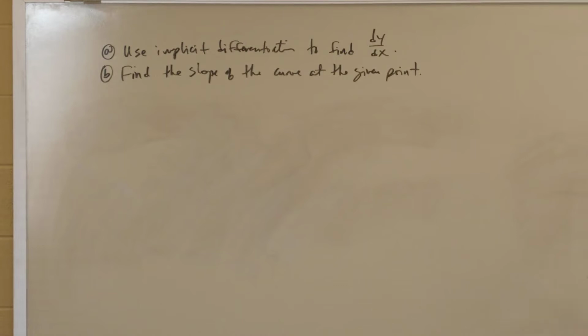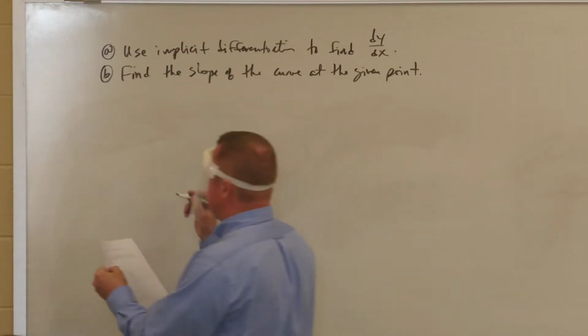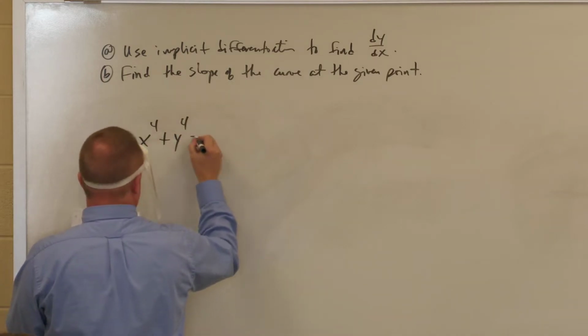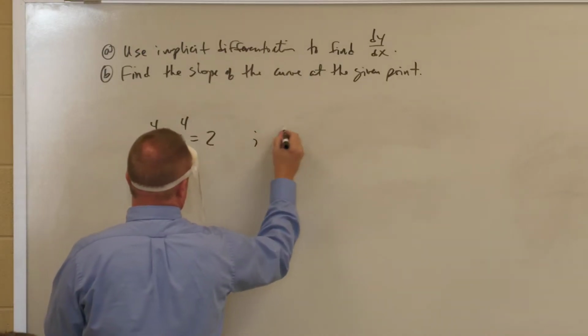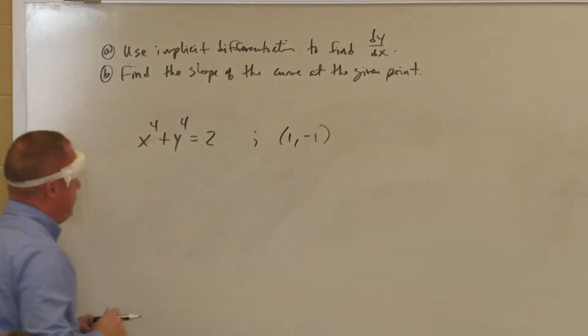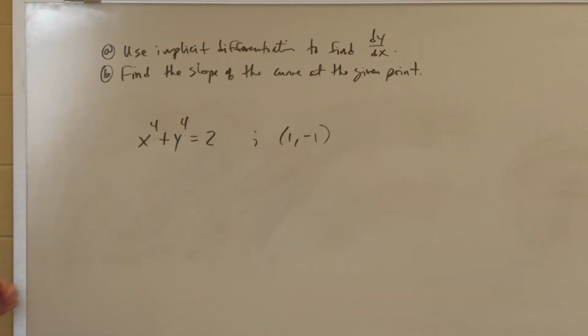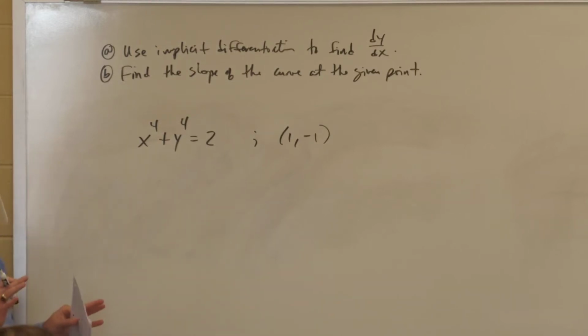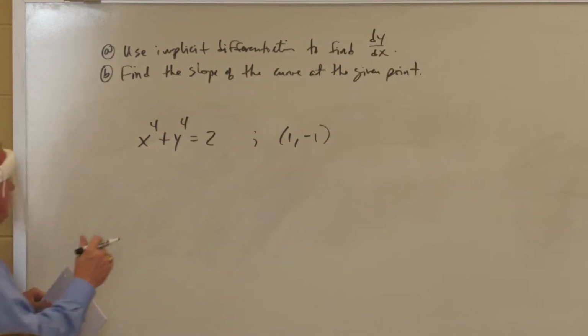Okay. All right, so let's say we've got x to the fourth plus y to the fourth equals 2. Then we've got the point 1, negative 1. Now this is definitely not a function, right? If you try to solve that for y, you're going to have a plus or minus of a fourth root, all that in it. But we want to differentiate implicitly. So the first thing I'm going to do is write this first step out. I'll probably do this for most of them. When we get toward the end, I may back off of doing this.